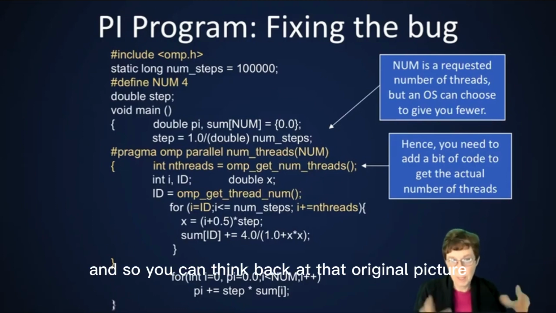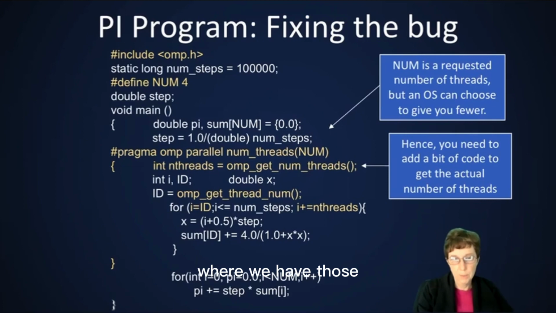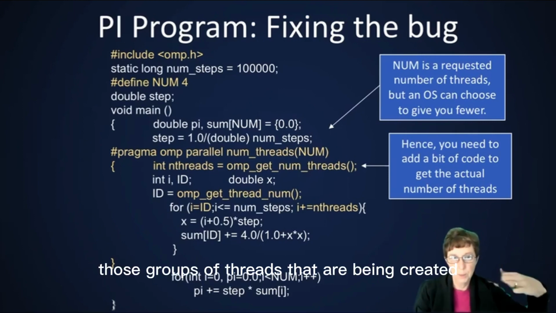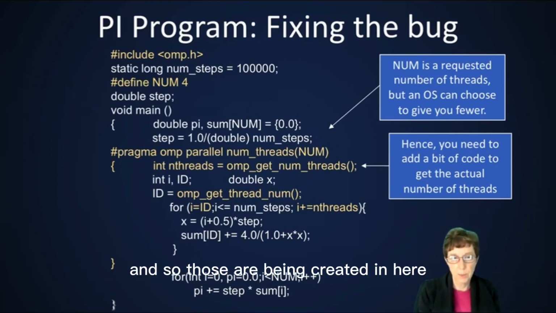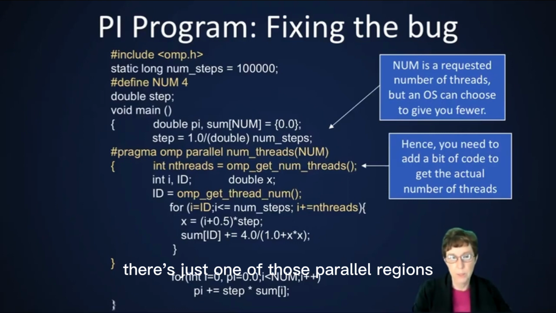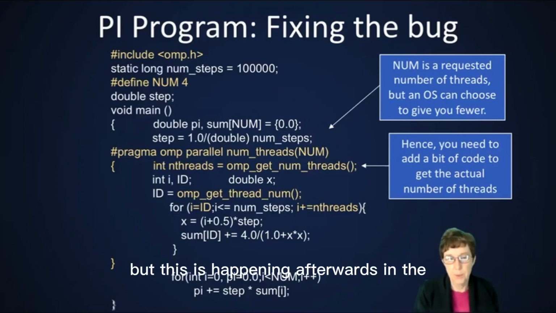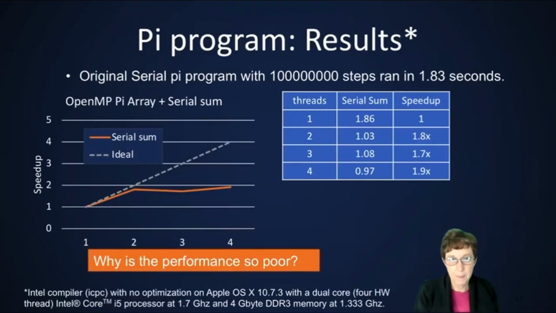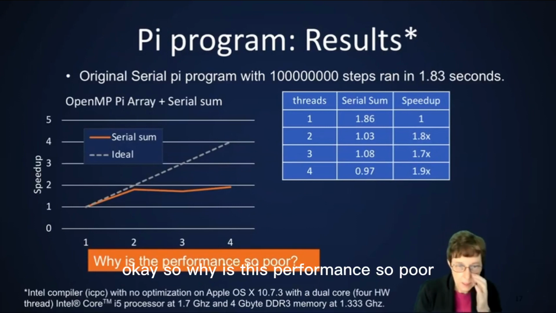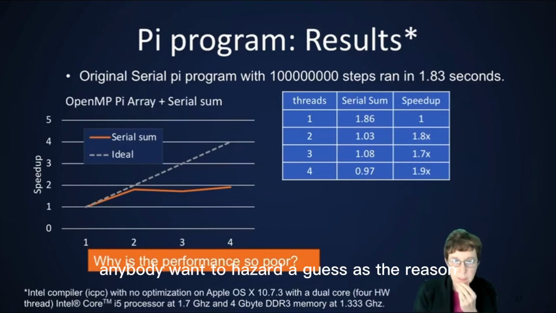And so you can think back at that original picture where we have those groups of threads that are being created. Those are being created in here. There's just one of those parallel regions, but this is happening afterwards in the serial region. Okay, so why is this performance so poor? Anybody want to hazard a guess as the reason?